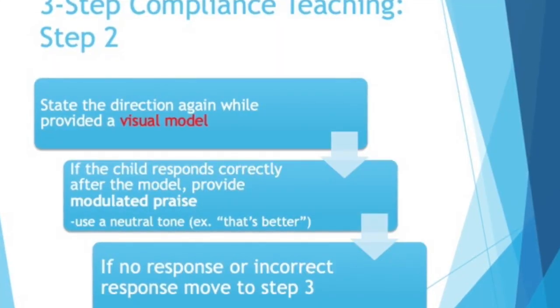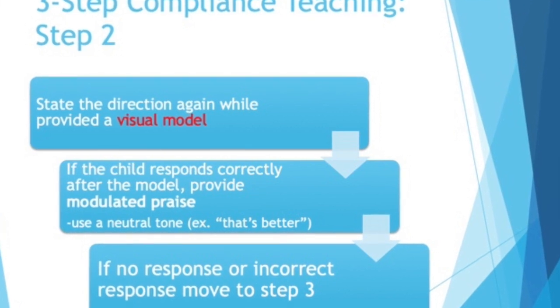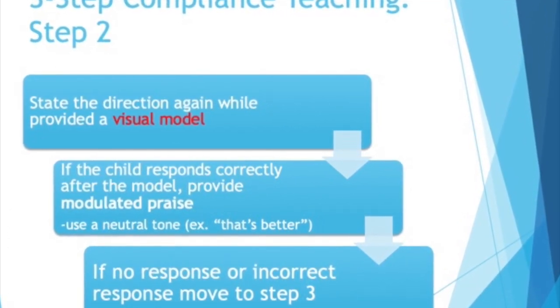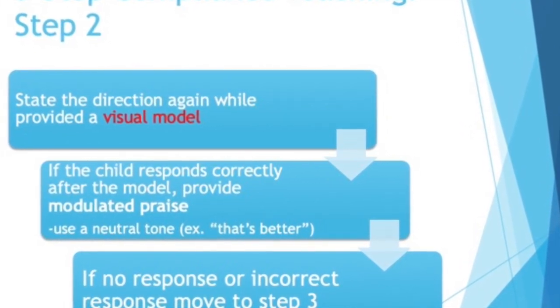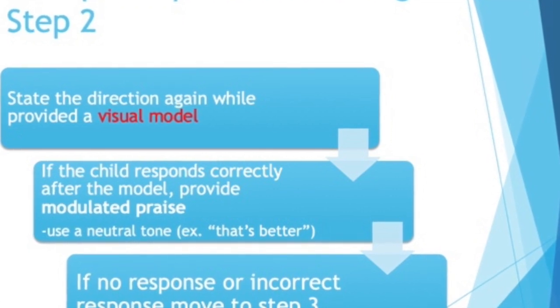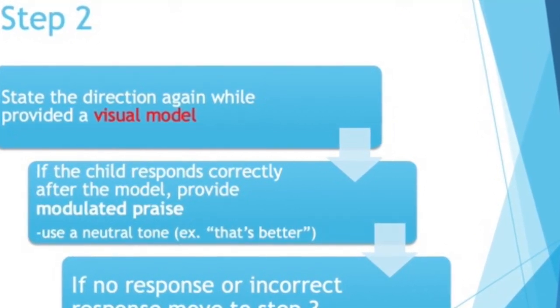So step two of three-step compliance teaching. You're going to state the demand and provide a visual model of whatever the demand is. So if it was building with blocks, you're going to take those blocks and you're going to build with them. If it was walking feet, you're going to show the child how to walk. If the child responds correctly after the visual model, you're going to modulate your praise. You're going to give them a more neutral praise. Something like, that's better. You did it, but you didn't do it when I really wanted you to do it. If there's no response or an incorrect response, move on to step three.